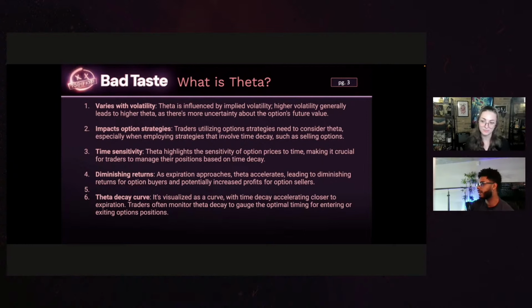100%. That's all we got for theta. Just a quick touch up on theta. It's a pretty straightforward Greek. I wouldn't say it's too complicated to understand.